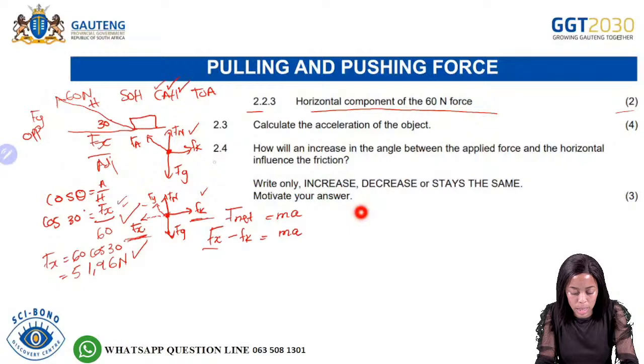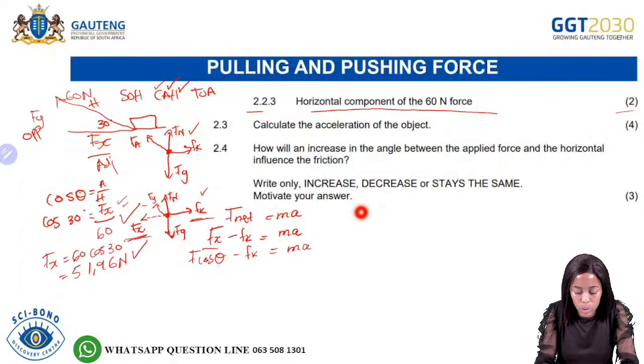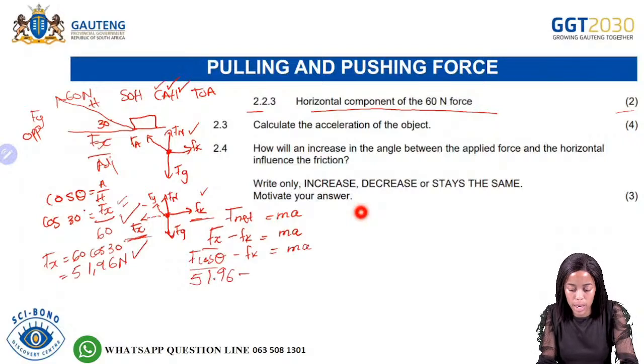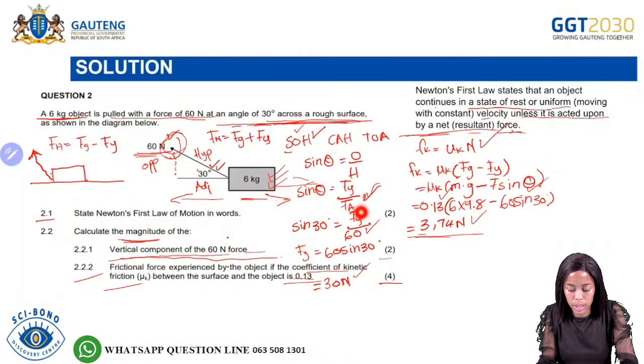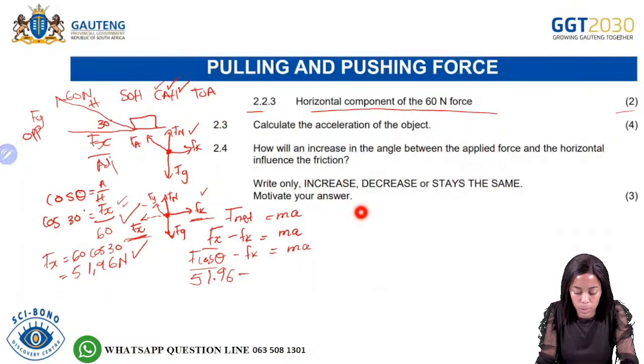And then you need to break down this one into its components. And then we had already calculated the Fx. So if we did not calculate, we would then say F cos theta minus Fk is equal to ma. So in this case, remember, by 2.2.3, we have just calculated, so it means that I can just substitute the answer. So it's 51,96. And then we also had the friction. The answer for the friction was what? Was 3,74.